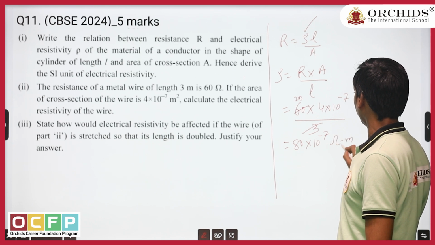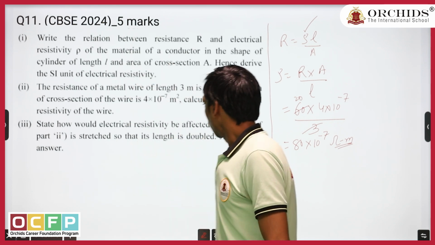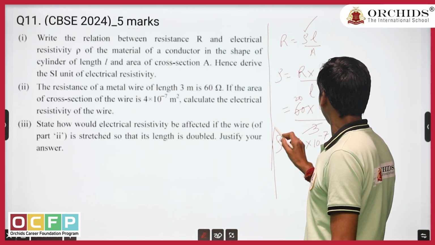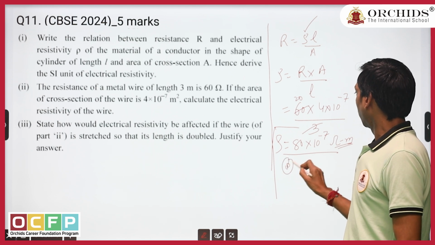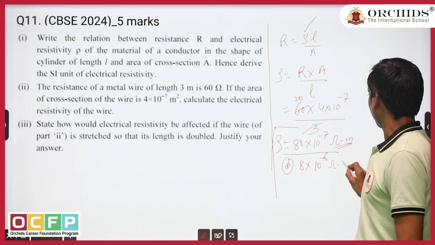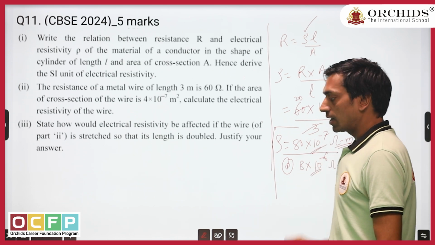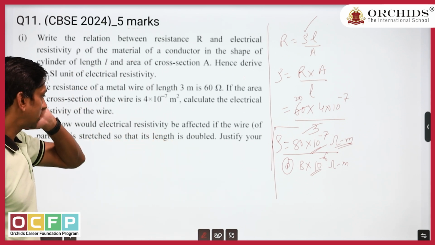Unit is very important. You should write units also. The unit of resistivity we just calculated, ohm meter. So that is the value of resistivity of the wire, 80 into 10 to the power minus 7, or you can write it as 8 into 10 to the power minus 6 ohm meter. Any of the answers is correct, right? So the second part is also done. In that we had to solve this numerical.